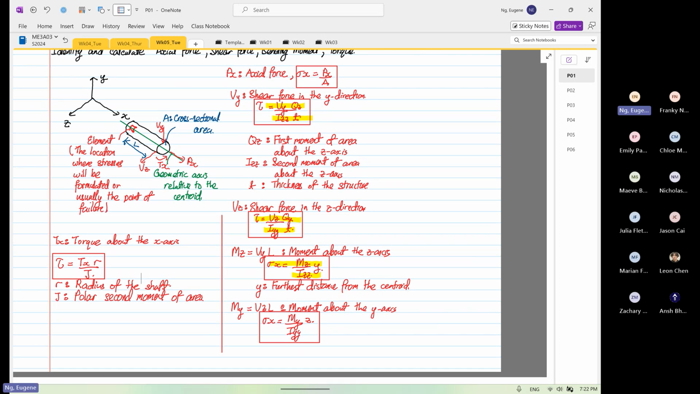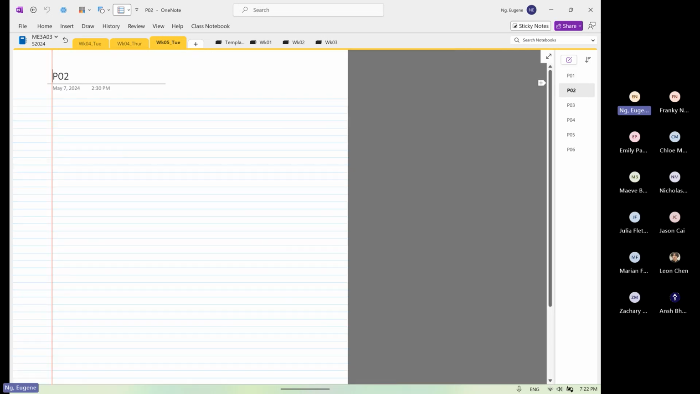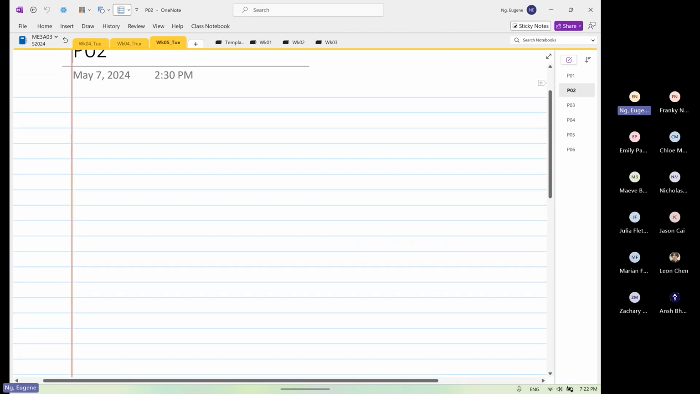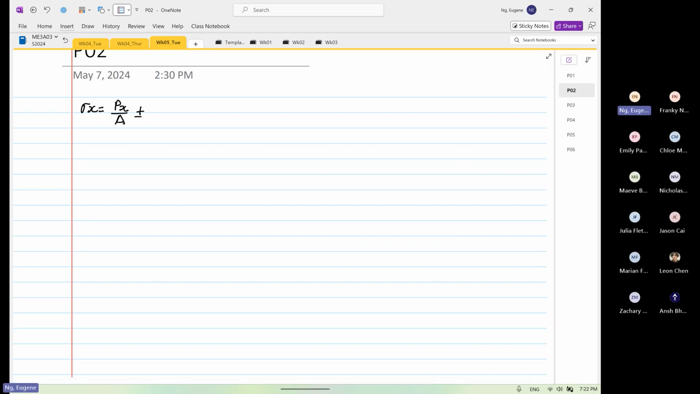Stress x equals Px over A, stress x equals Mz over Izz multiplied by y, stress x equals My over Iyy multiplied by z. Then we have shearing stress. Okay, so at the end of the day, we are going to combine. Stress x is equal to Px over A, right? Plus minus My over Iyy multiplied by z. Now this formula you all should be very familiar with by now.